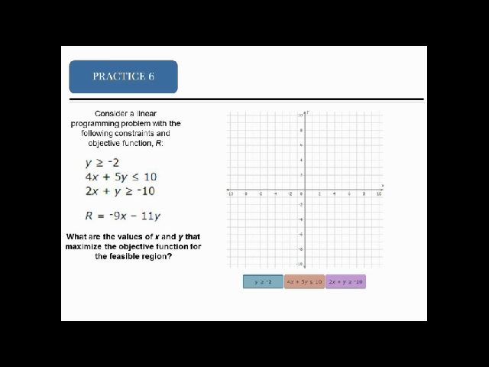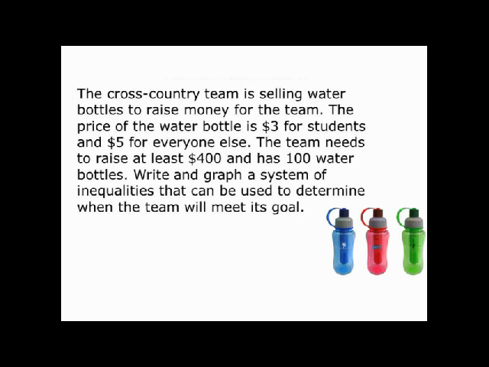The cross-country team is selling water bottles to raise money for the team. The price of water bottles is $3 for students and $5 for everyone else. The team needs to raise at least $400 and has 100 water bottles. Write and graph a system of inequalities that can be used to determine when the team will meet its goal. That's the kind of questions we'll be able to answer in the next lesson.